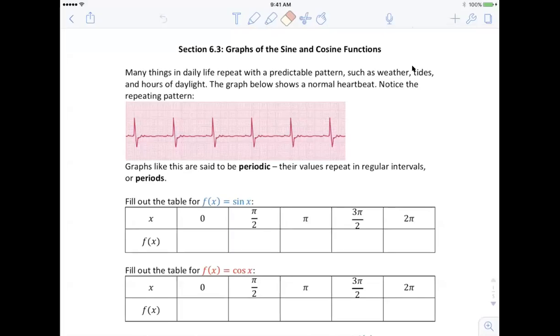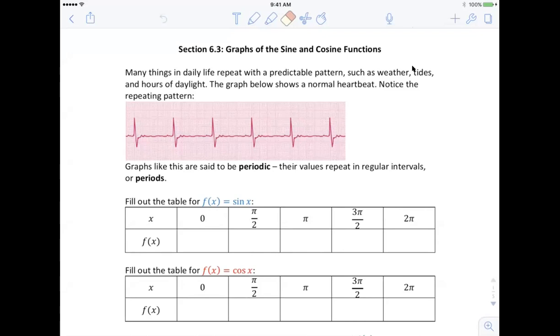Hey everyone, let's look at section 6.3 now. This section's on the graphs of sine and cosine functions. So if you think about some real world applications of sine and cosine, things in daily life often repeat, like weather, tides, hours of daylight, lots of examples.